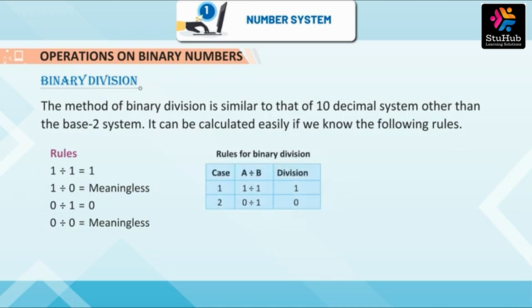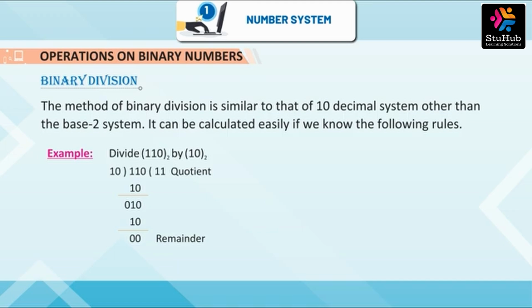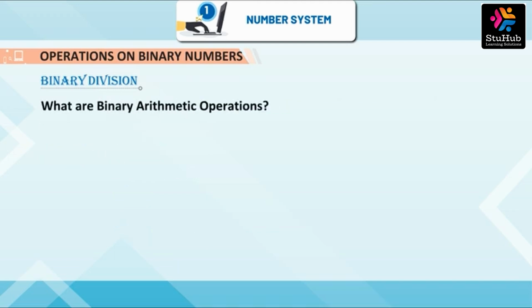Rules for binary division. Case 1: A divided by B. 1. 1 divided by 1, division 1. 2. 0 divided by 1, division 0. Example: divide 110 with base 2 by 10 with base 2. Quotient 11, remainder 00.